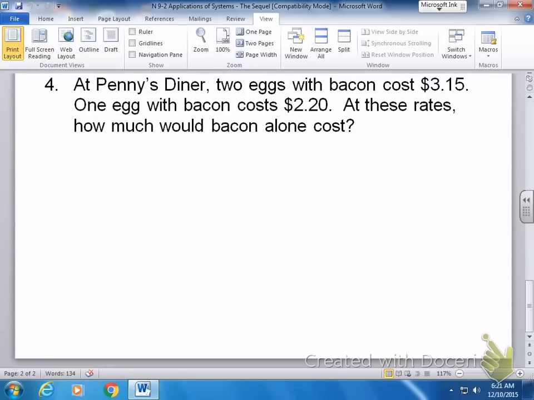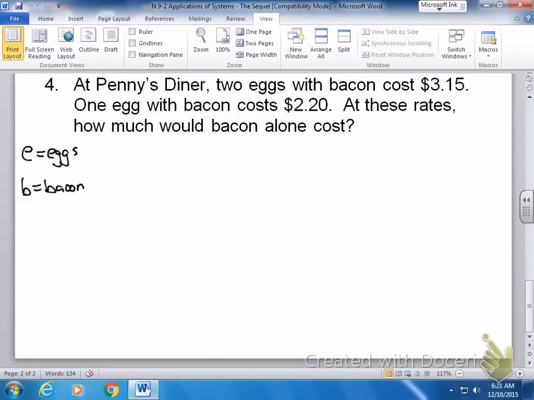At Penny's Diner, 2 eggs with bacon cost $3.15. 1 egg with bacon costs $2.20. At these rates, how much would bacon cost alone? So we have our 2 subjects, it looks like, eggs and bacon. So I'm going to say E is eggs and B is bacon.